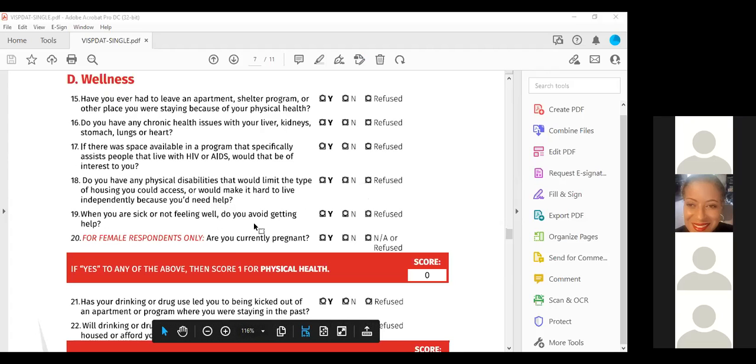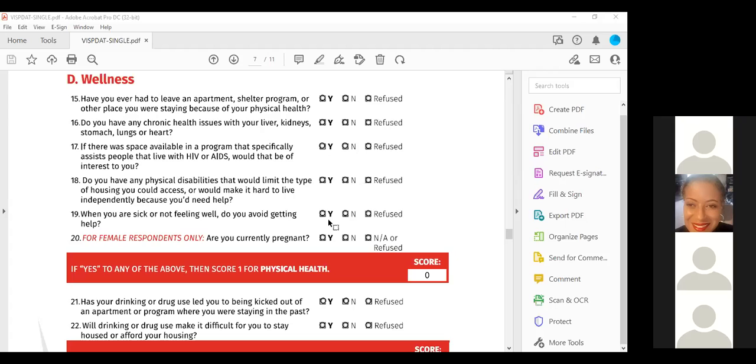When you are sick or not feeling well, do you avoid getting help? Maybe mom doesn't want to miss work and she's staying in her car temporarily off and on until she can get into the shelter or the warming center or wherever it is that she's trying to get into. So she avoids going to the doctor. It happens often. Me as a case manager and somebody that's working, I do it when I'm too busy, where we neglect to take care of ourselves because we're working or taking care of kids or don't have a sitter. So just being mindful of those things.